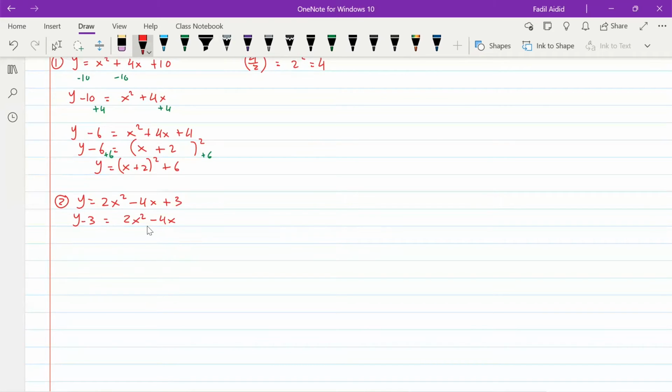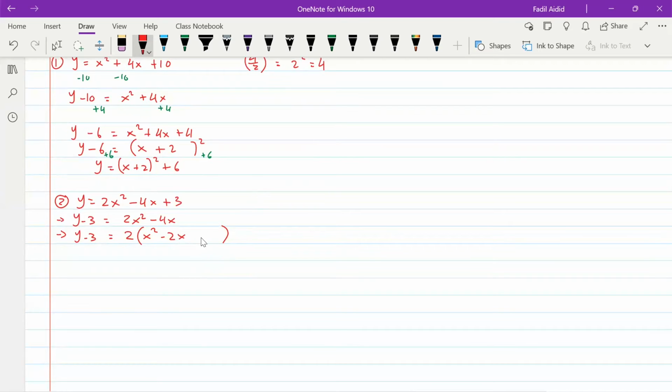And then because the coefficient of x squared is not 1, you take out the 2. So it will be like this. y minus 3 equals 2. Put the bracket and then x squared. So minus 4 divided by 2 is minus 2x. And then put some space here.